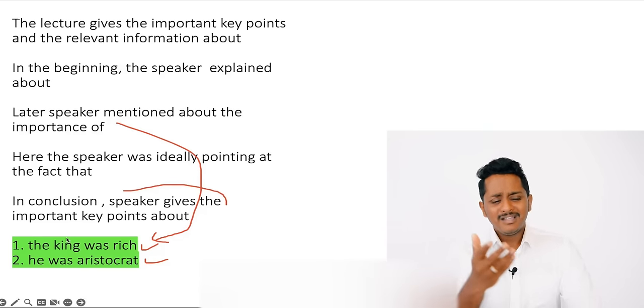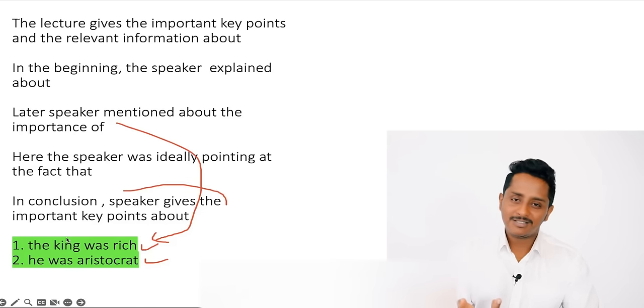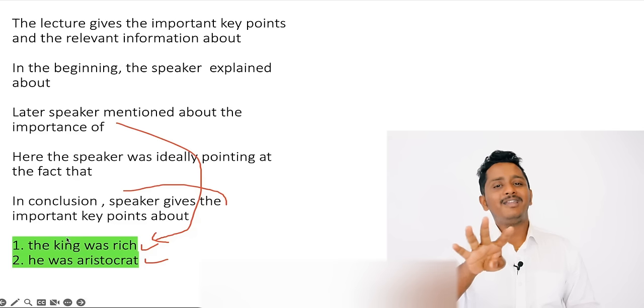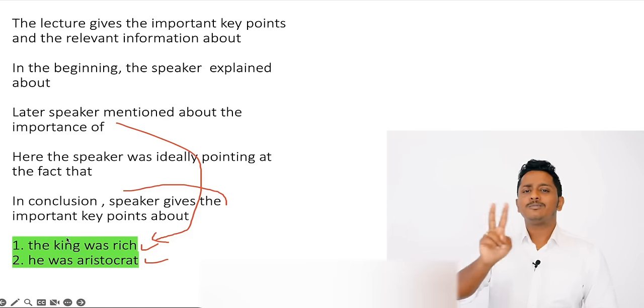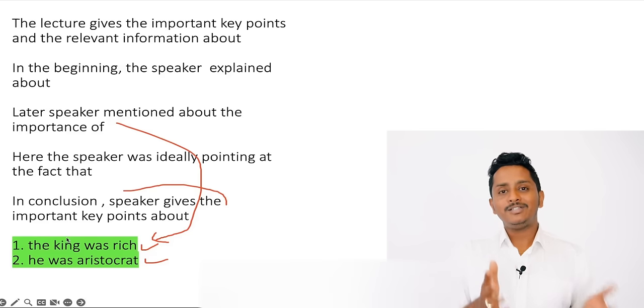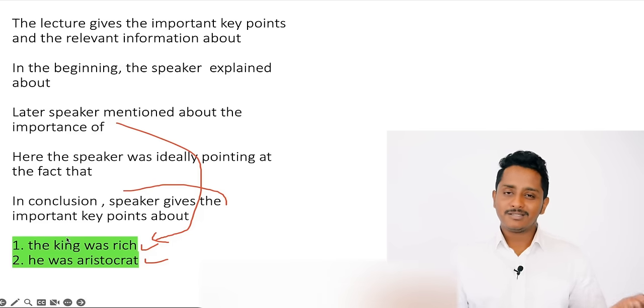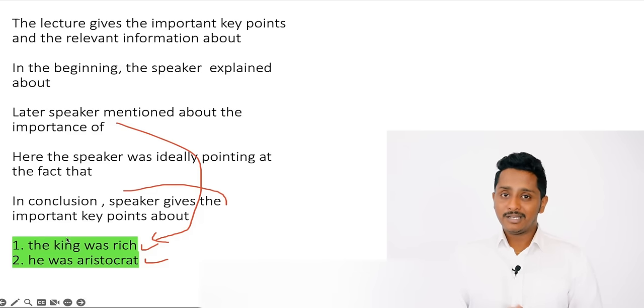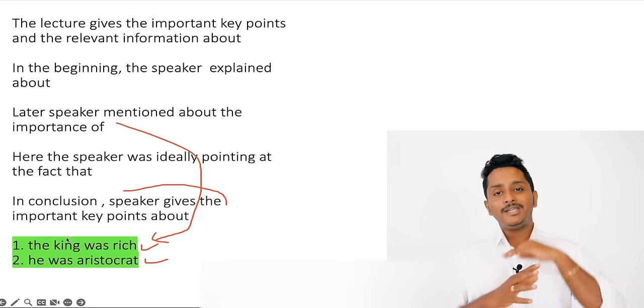Speaking 90. In listening, some 2 marks you would lose because you have written only 2 words or small phrases. At least 4 phrases are required. It's okay, with 2 words you lose 2 marks, but speaking you will get full. We cannot do much because content matters to some extent. If you have written fully, it's fine. If you have not written at all, then you just speak: the lecture gives the important key points and relevant information about king was rich and he was aristocrat. What to do? Listening is a gone case.